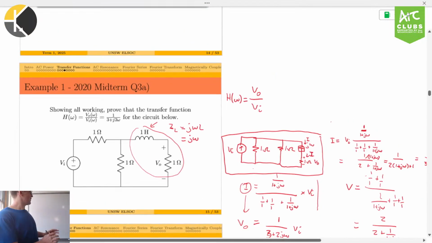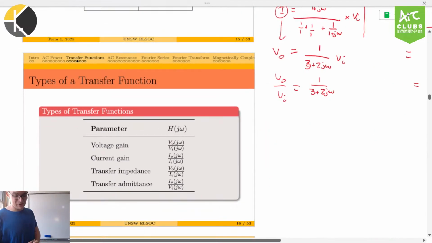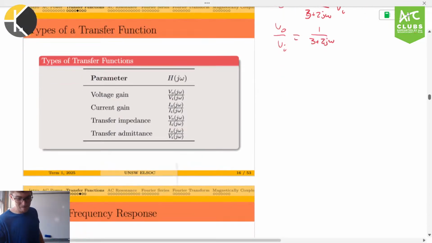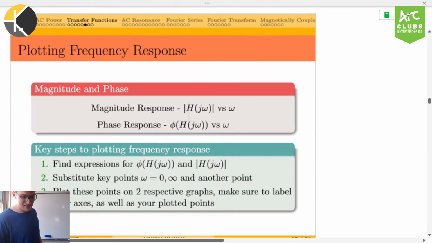Okay. Sorry, that was longer than it should have been. But yeah. Okay. Just very quickly, there's 4 types of transfer functions. You usually don't have to worry too much about this, but I'm not going to say that because if I say that, I'm just going to put it in the midterm. So look at these, kind of know them. So it might ask you to find the voltage gain, the transfer admittance of the circuit, etc. Yeah, just have a look at that.